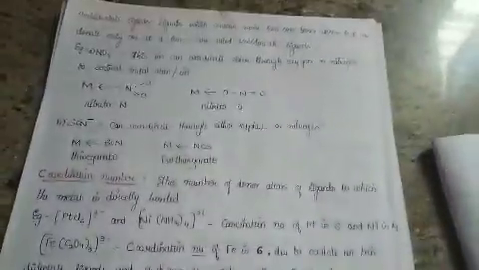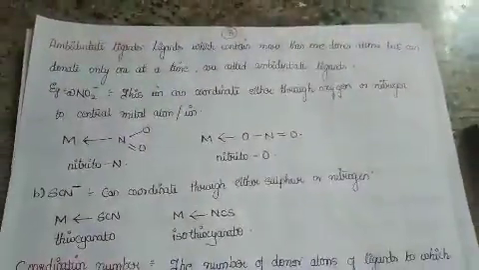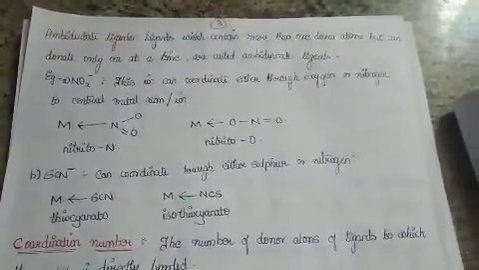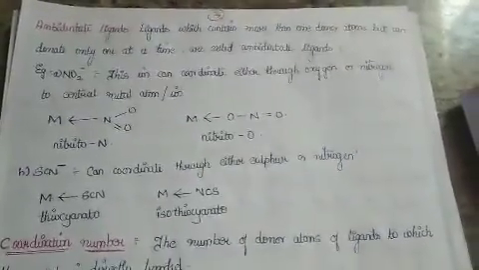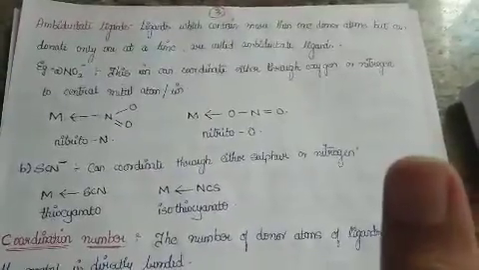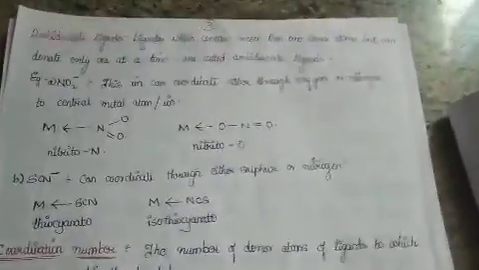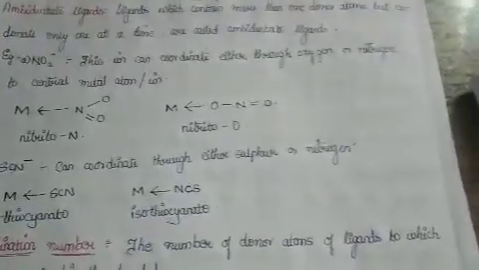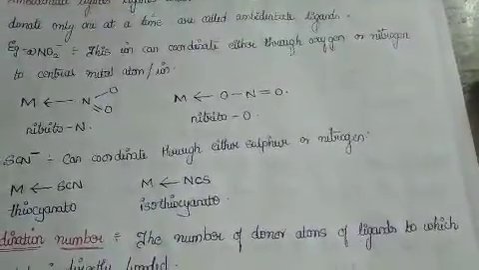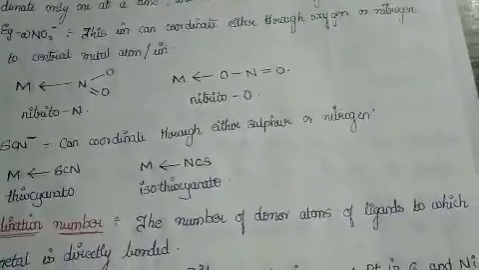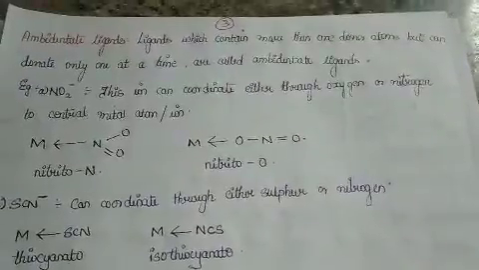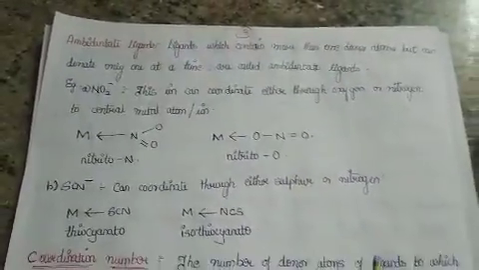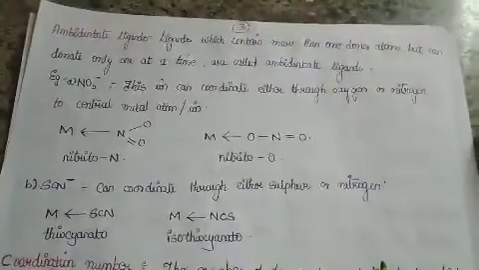The next important classification of ligands is called ambidentate ligands, which is one of the most important and noteworthy points to remember. Ligands which contain more than 1 donor atom but can donate only 1 at a time are called ambidentate ligands. Able to notice the difference? These ligands have more than 1 donor atom, but at a time they can donate only 1. For example, here they are given with NO2 minus.